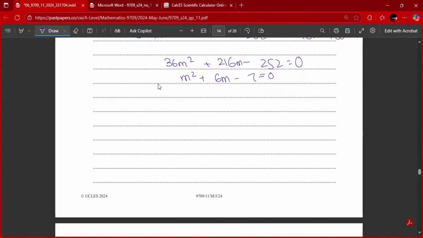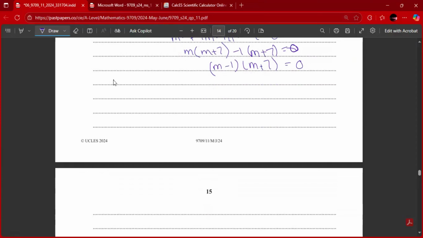Well, now it's simple factorization. Splitting the middle term: m squared plus 7m minus m minus 7 is equal to 0. M common, m plus 7. Minus 1 common, m plus 7. This is factorization, guys, that I'm doing, and this one was splitting the middle term. So (m minus 1)(m plus 7) equals 0. Now m minus 1 is equal to 0, my m is equal to 1. Similarly, m plus 7 is equal to 0, my m is equal to minus 7.